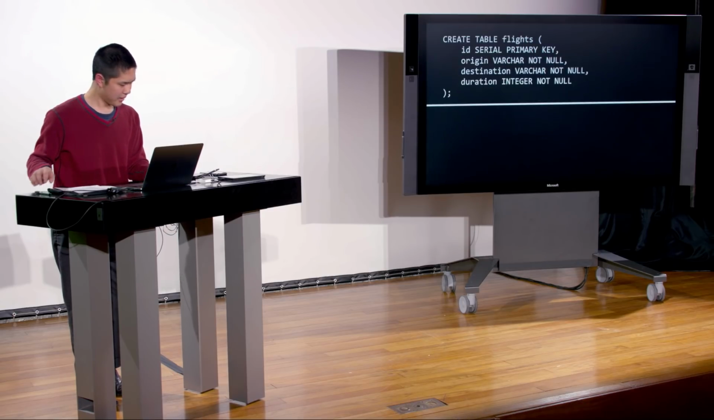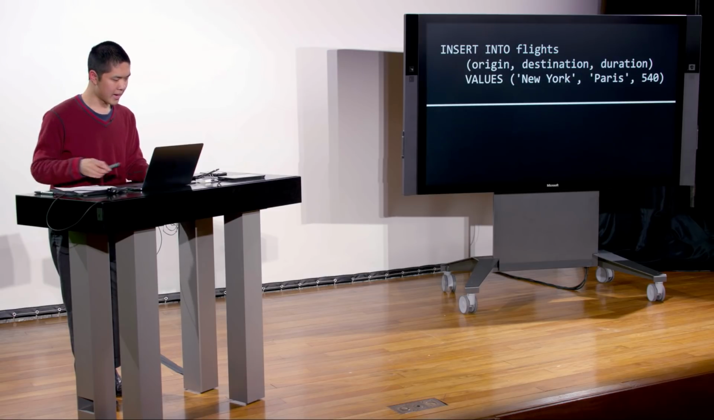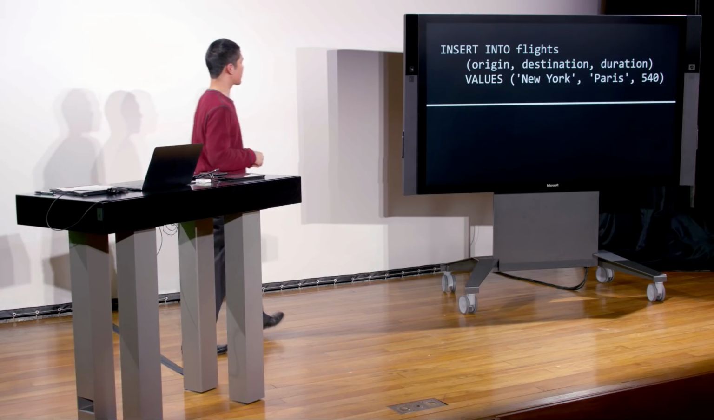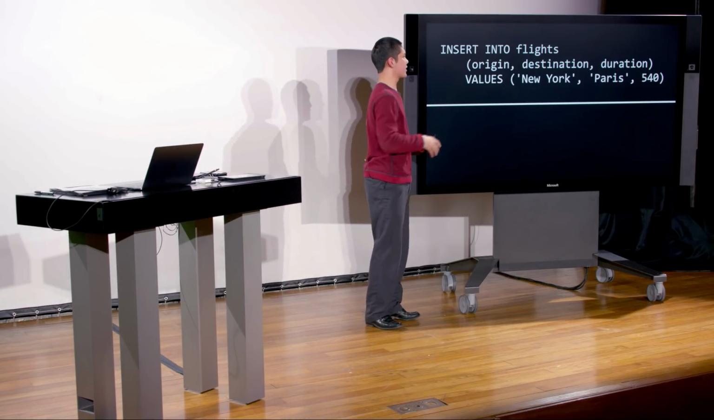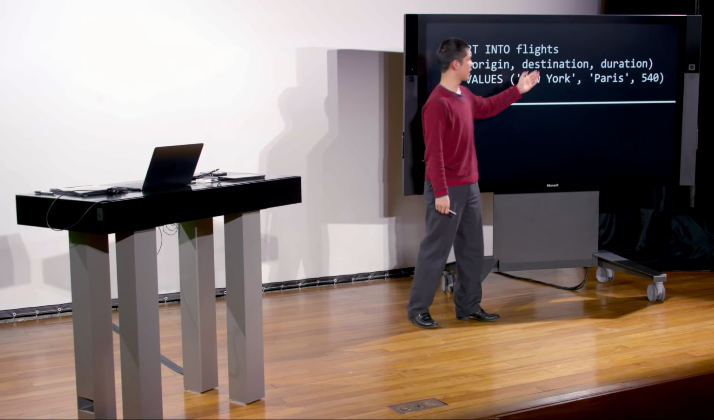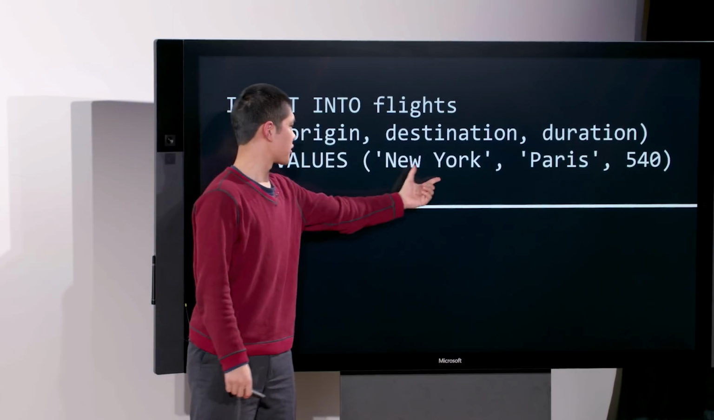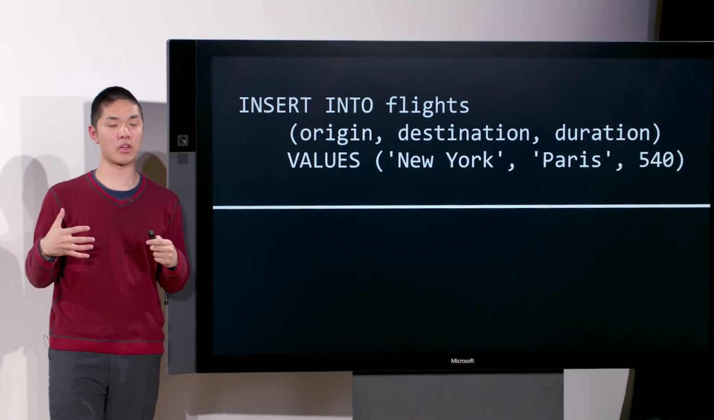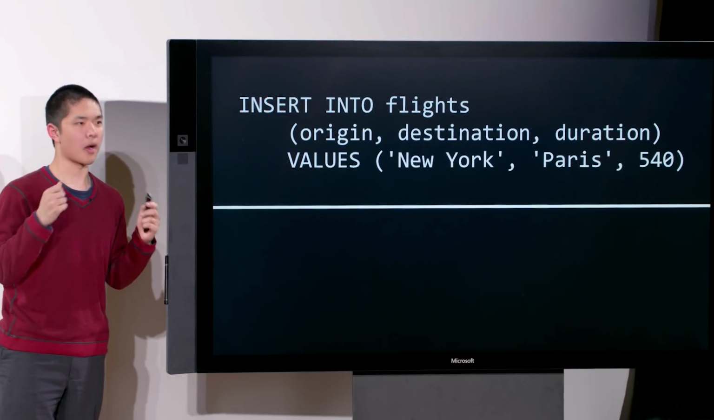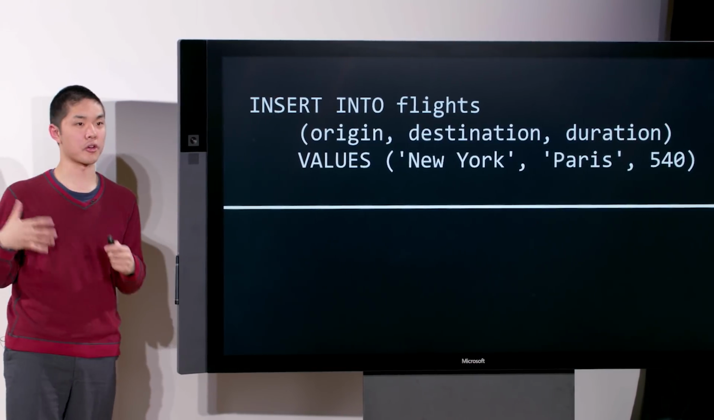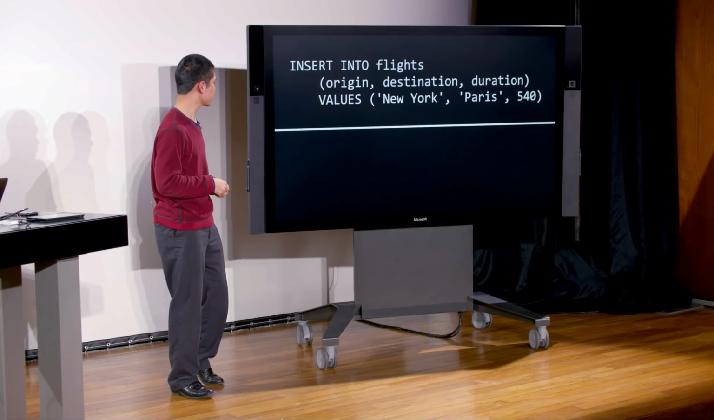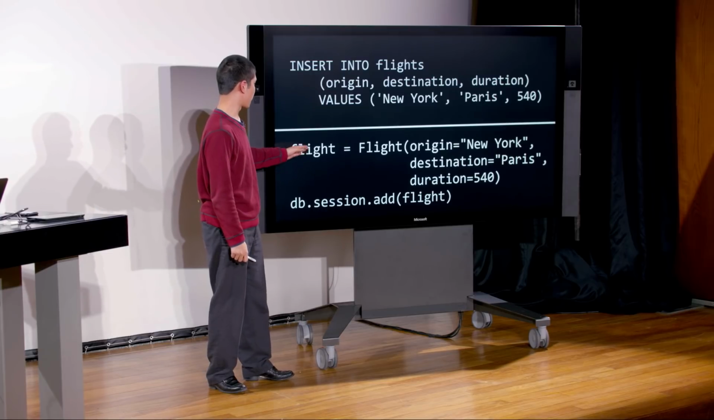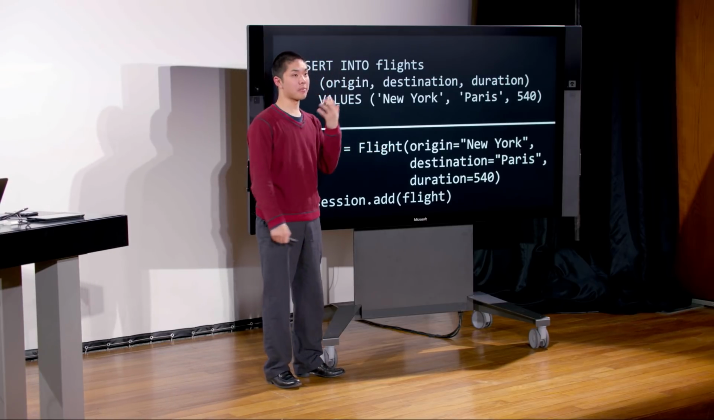So let's say that we wanted to do something like inserting into the flights table. And so we might reasonably have in SQL a line that would look something like this. Insert into flights origin, destination, and duration. What values? Well, the origin will be New York, the destination is Paris, the duration is 540. That was what we've seen before just in the world of SQL. Now, how would we translate that to use our Python classes to be able to do the same thing? What would the Python code for that look like using SQLAlchemy? Well, it might look something like this. These first three lines are just what we've already done before. Flight is equal to a new flight object using this flight class.